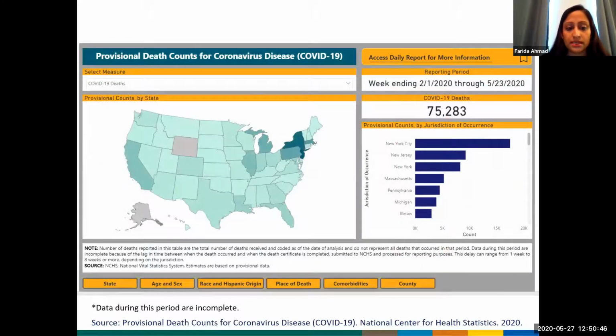So this is a dashboard that we have up on our website that pulls in all of the data files that we put up currently. And this is just an example, but if you go to our website, you can tab through to look at graphic representations of our data.